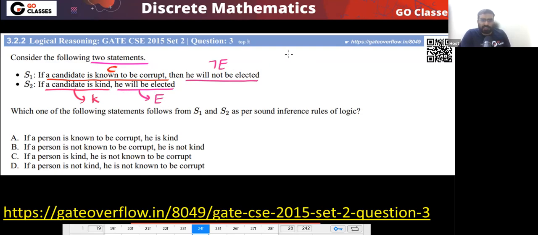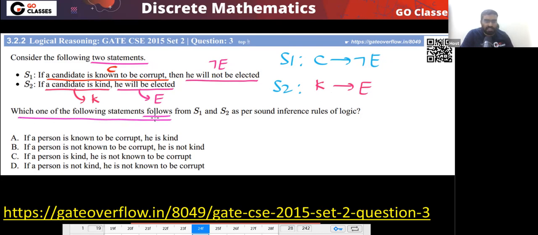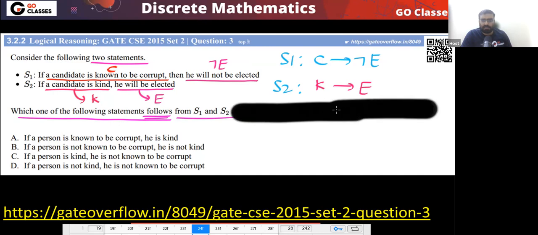So tell me, what is S1? S1 is if C, then negation E. This is your S1. What is S2? If kind, then elected. This is your S2. So S1 is given to you, S2 is given to you. The question is asking which statement follows from S1, S2. Let's solve this.